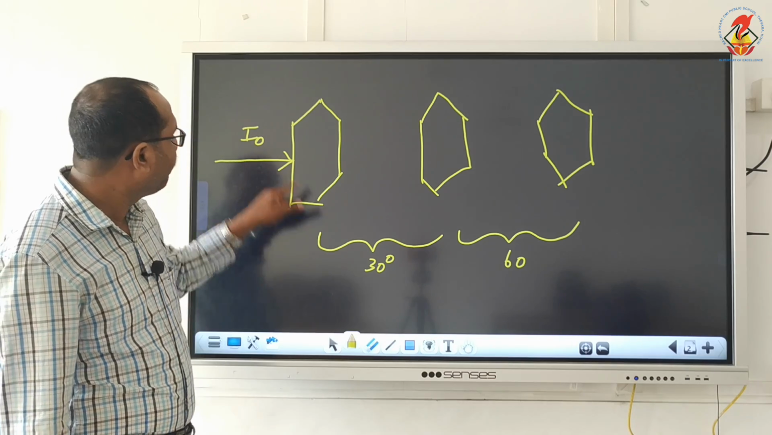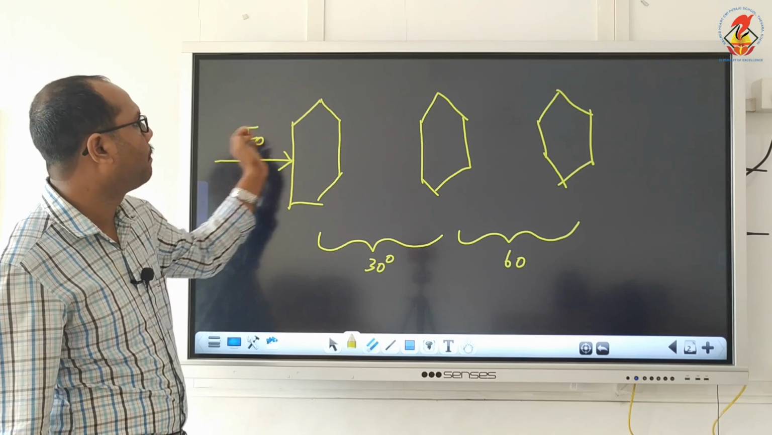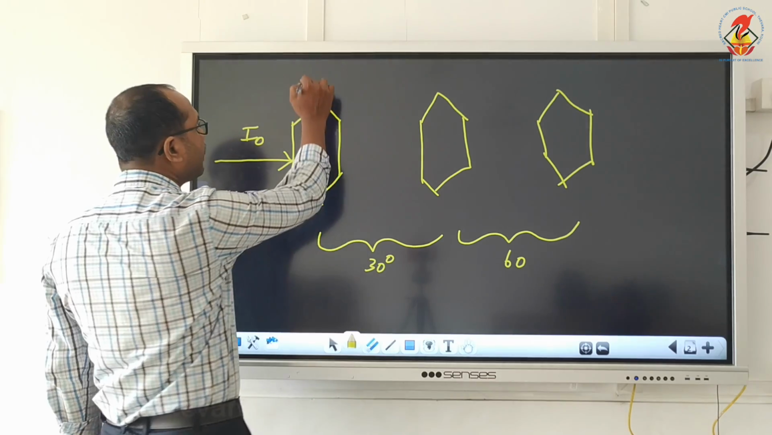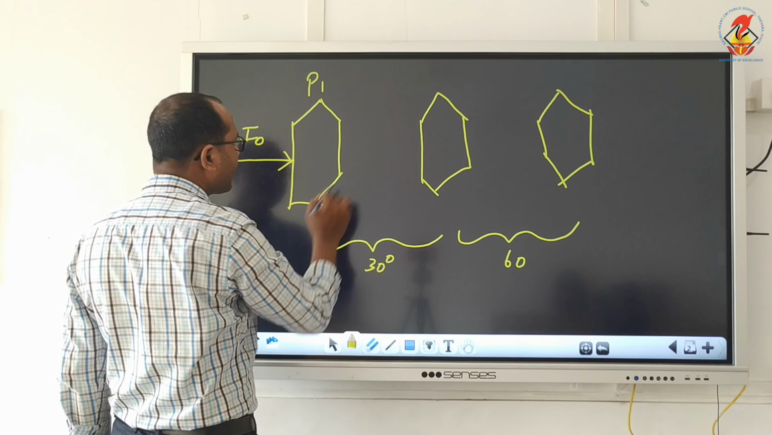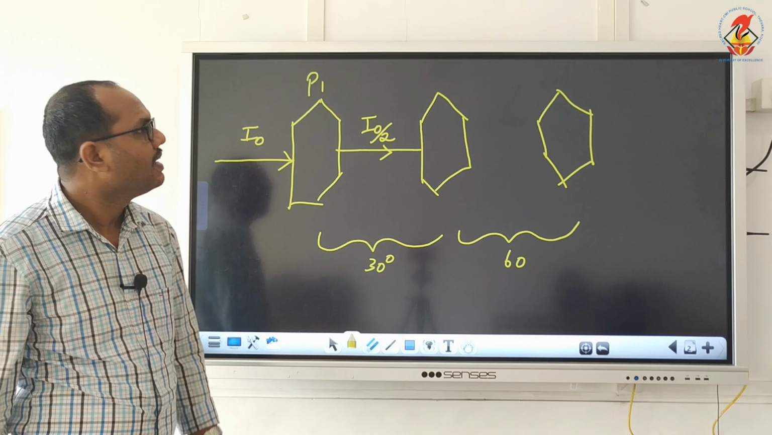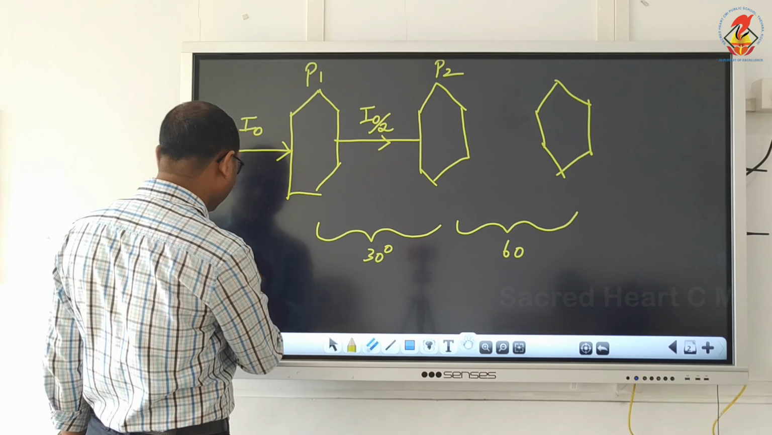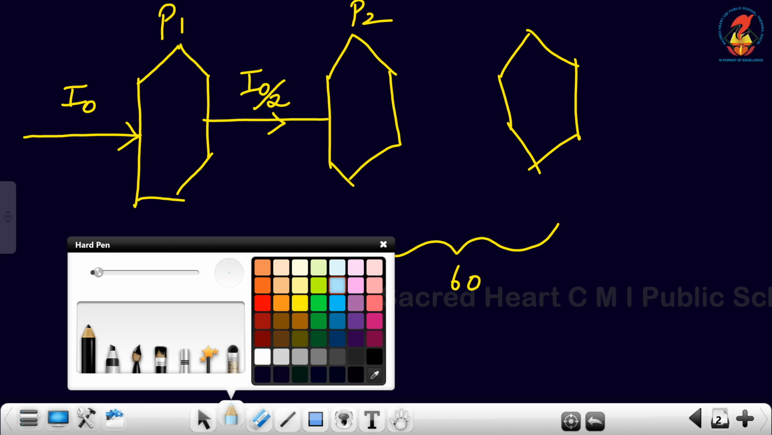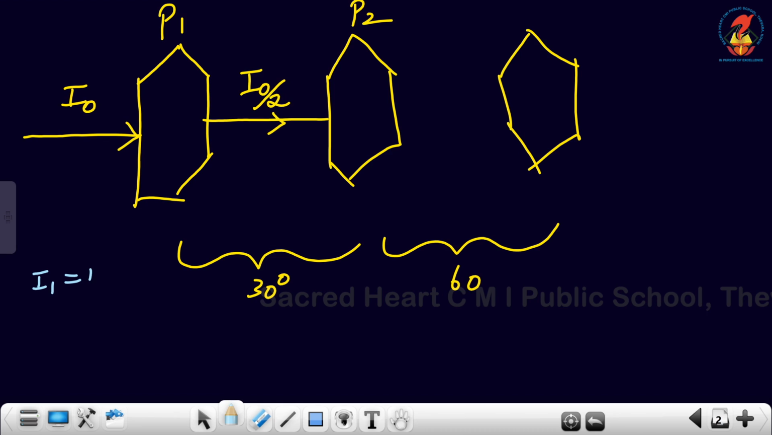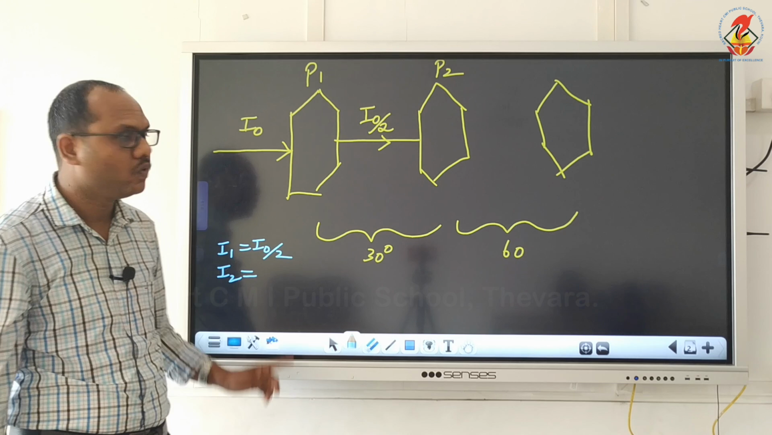Now when the intensity I0 passes through the first polarizer, passes through P1, the intensity which is coming through this will be reduced to half, I0 by 2. Now, this light is passing through the second polarizer. So, I am first writing intensity I1. Intensity I1 is I0 by 2. Now, I am finding intensity I2.